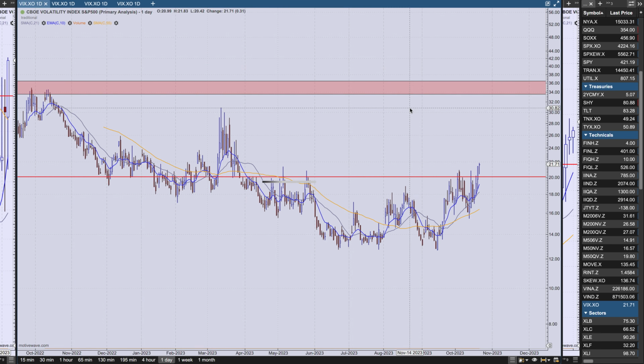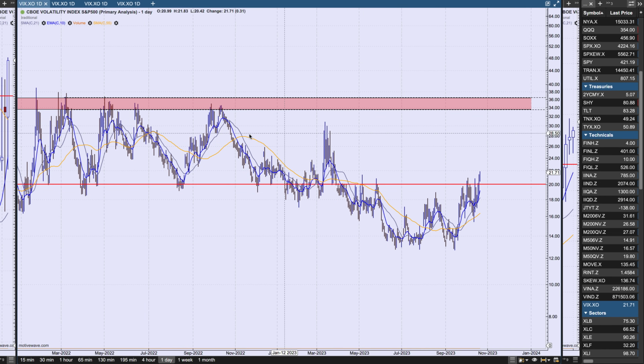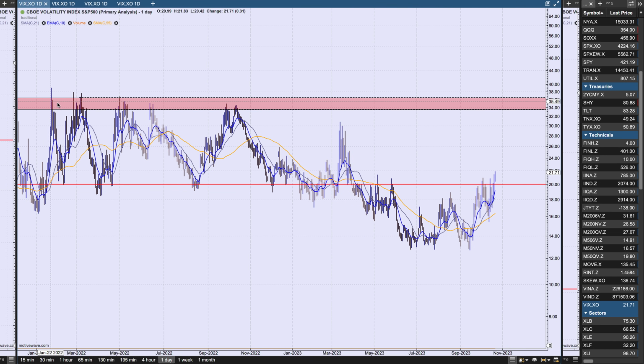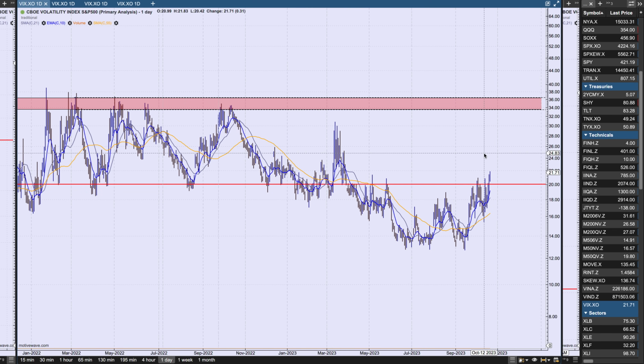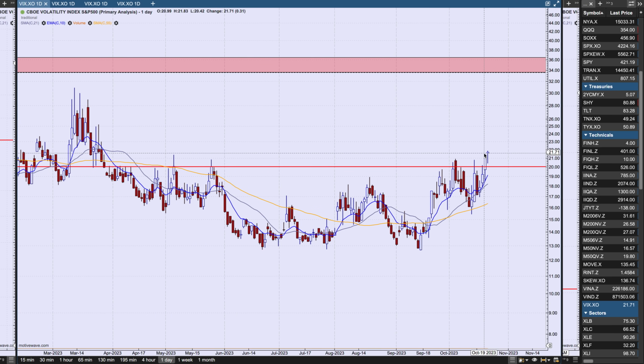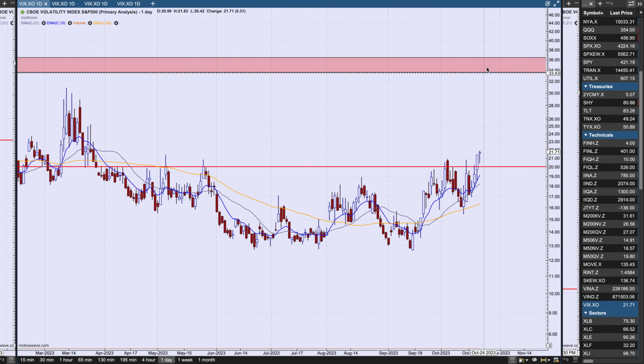So what's this zone up here? This zone that I've highlighted is where the VIX ran into resistance at the key peaks back in '22. Okay, so it's going to be really, really interesting to see how fast we get up into that zone, and then whether it provides the same kind of resistance once we get in there, basically the 34 to 36 level on the VIX. But right now we're sitting at 21.71.